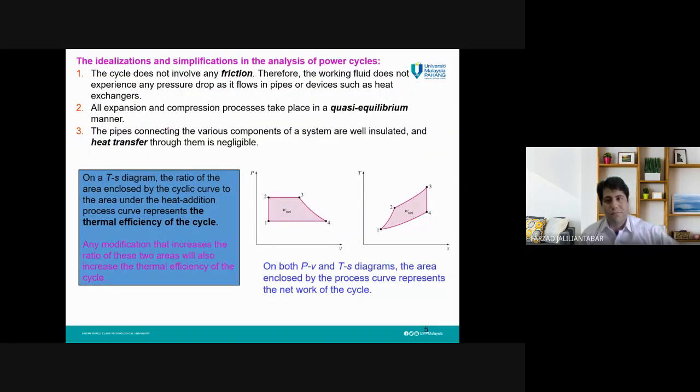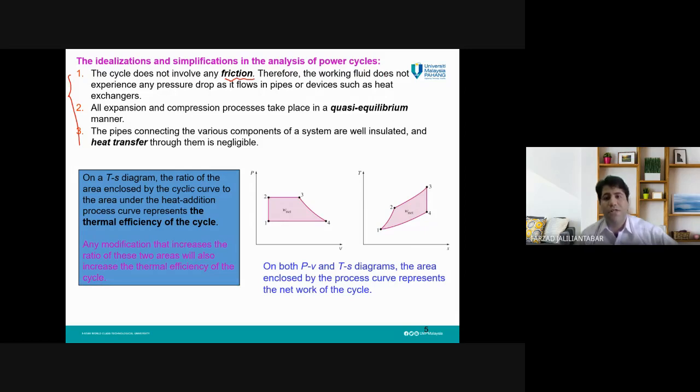And that was about the Carnot cycle and why it is important. We need also to have some other simplification to analyze different types of the cycle actually. These idealization and simplification in analyzing of the power cycle include these three. First of all, we cannot have such a cycle without friction, but we need to assume that the cycle does not involve any friction.